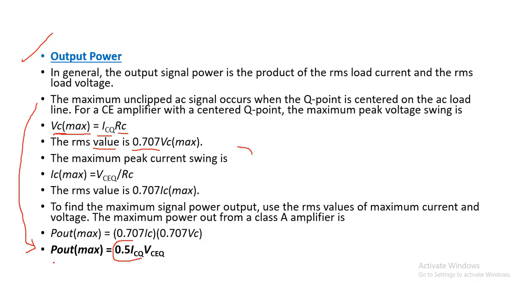The maximum output power turns out to be 0.5 times the DC quiescent current and the DC quiescent voltage, that is, the voltage from collector to emitter at the quiescent point. So the maximum output power is the product of these 3 terms.